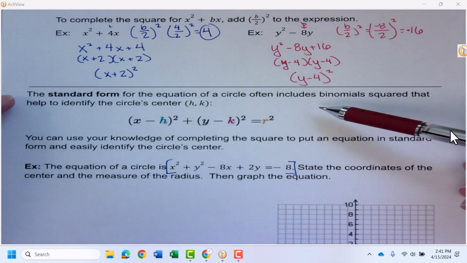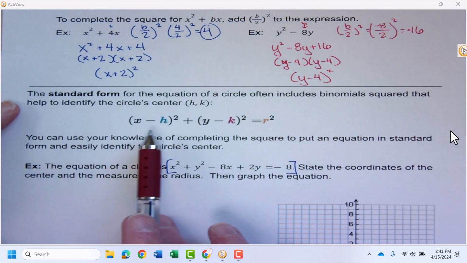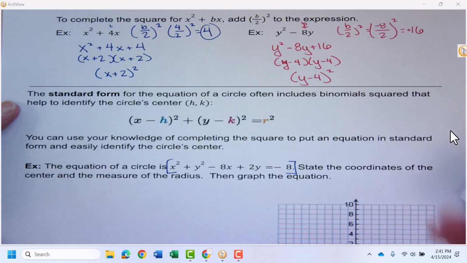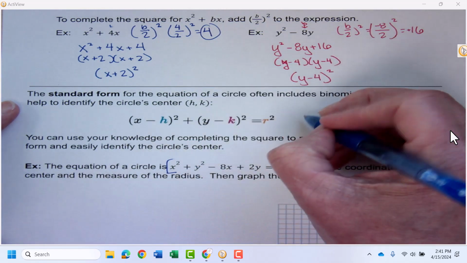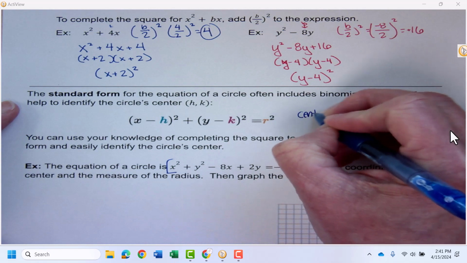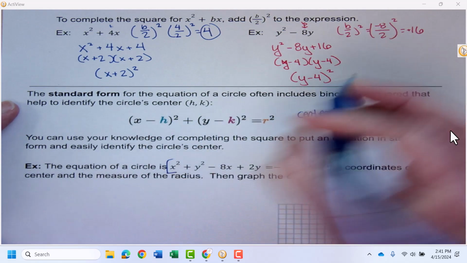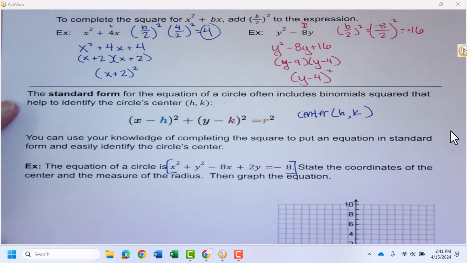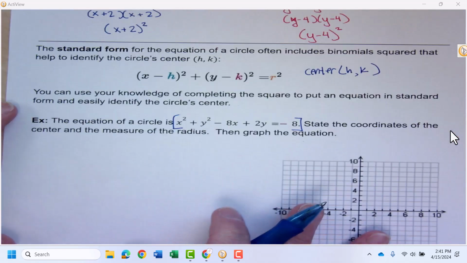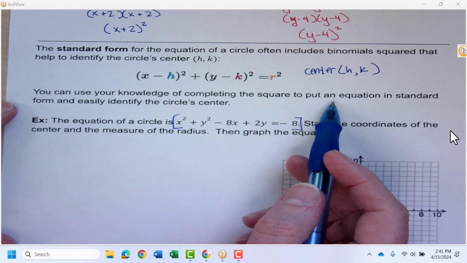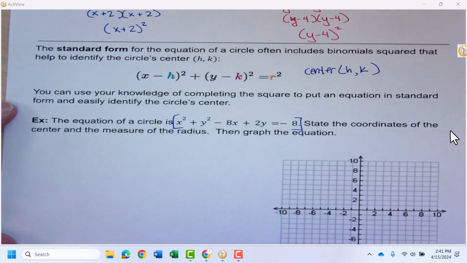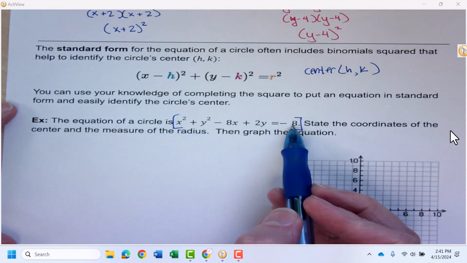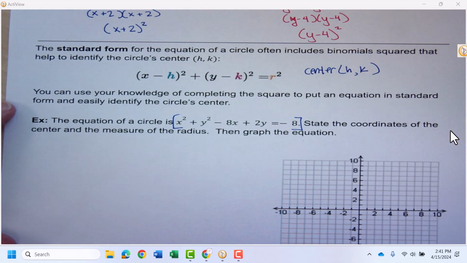So the standard form of the equation of a circle has binomials squared, and those are the things that help us to identify the center of the circle. In this formula, the circle's center is the value of h for the x value and the value of k for the y value of that center. So we can use our knowledge of completing the square to put an equation in standard form and easily identify that circle's center. This is not in standard form, but we can put it there. Let's watch how we can do this.